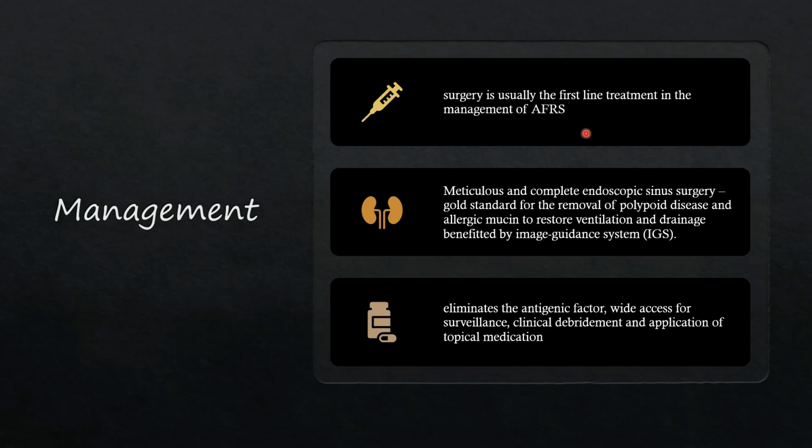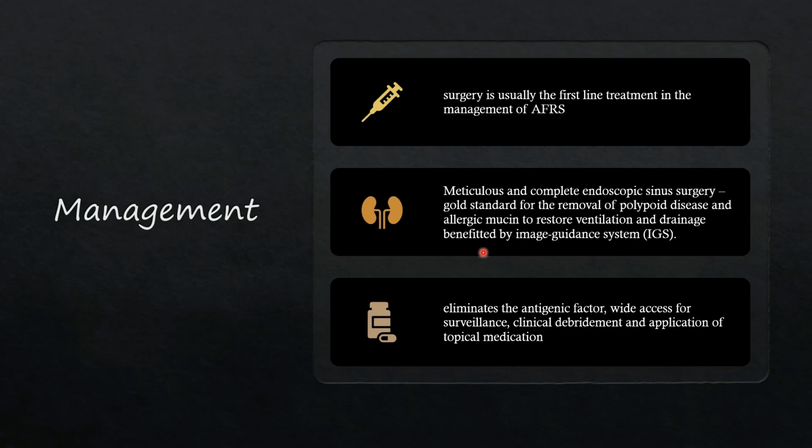But you should get the benefit of the image guidance system. This is available abroad, but it's not available in India, as far as I know. Maybe it's available in the big tier 1 cities, but it's not available here in our tier 3 city.